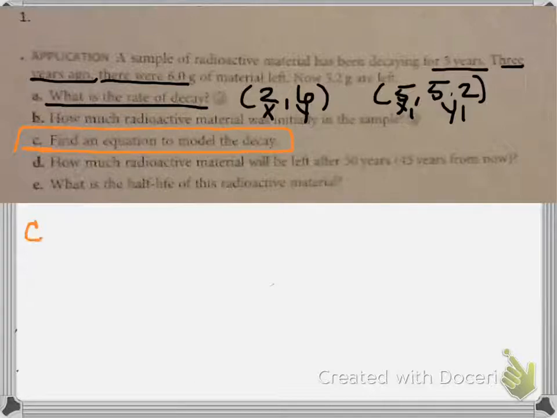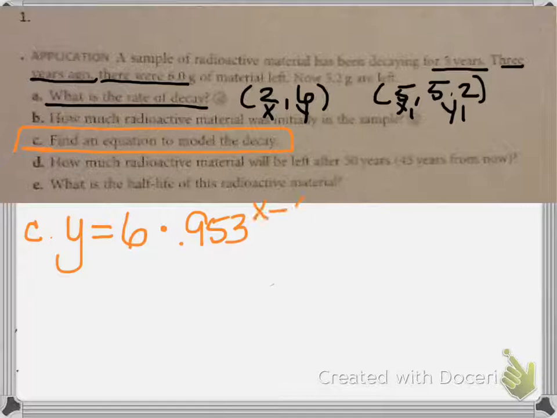So C, an equation. I'm just going to use that point ratio form. So y equals, I'm going to start with the 6 times, that ratio was 0.953 to the x minus 2 power. So this is our x coordinate here with the 2, our y coordinate over here with the 6, and then the ratio that we found in A. So this is actually C, and now I'm going to use this equation to help me figure out B.